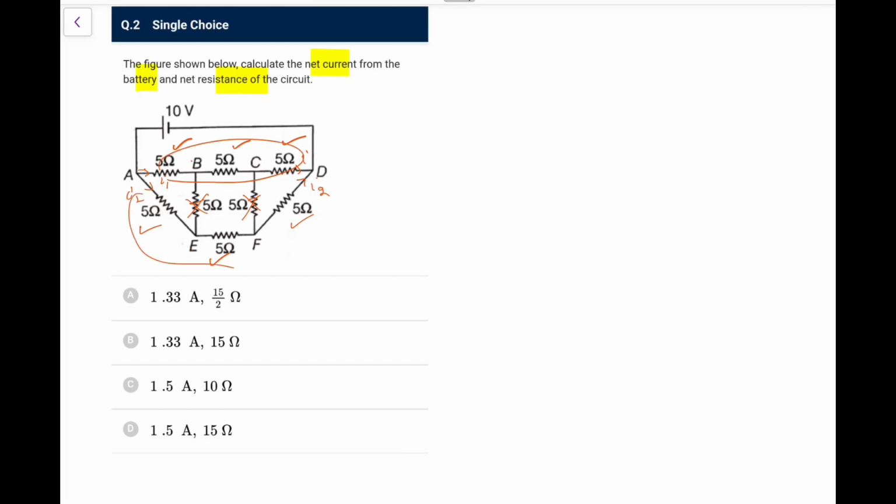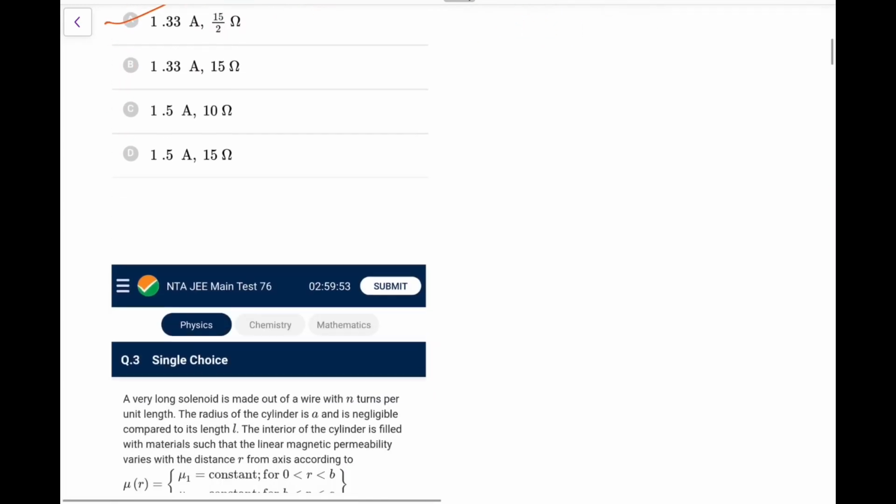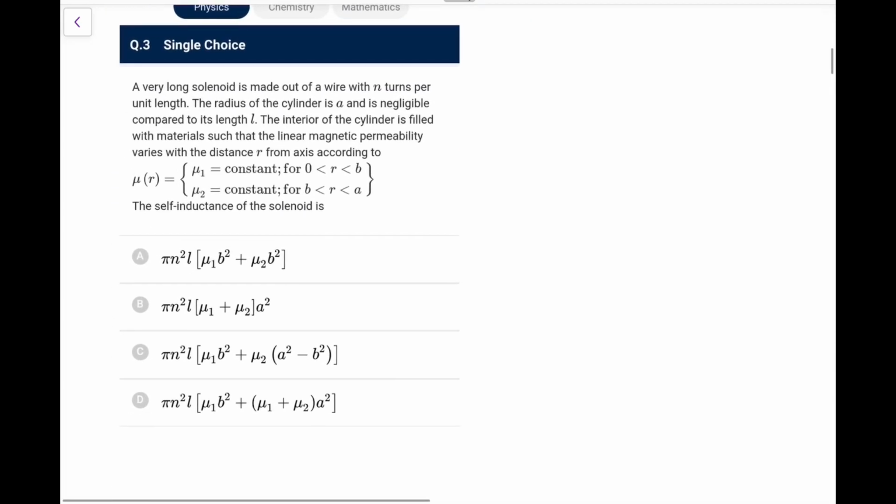Now these three are in series, these three are in series, so 15 and 15 in parallel gives 7.5 ohms. This is going to be the R equivalent, that is 15 by 2. So from here only you can go for option A. You can find out the current also if you wish. This is 10 upon 7.5, which comes out as 4 by 3 amperes. So again, just a symmetry based question, you have to be careful to check the symmetry.